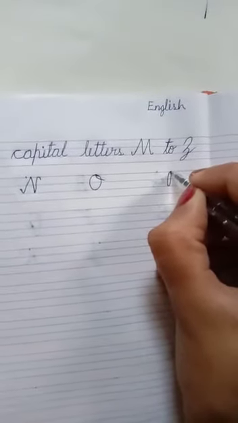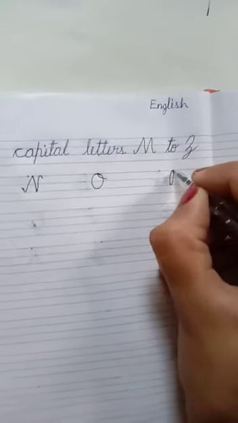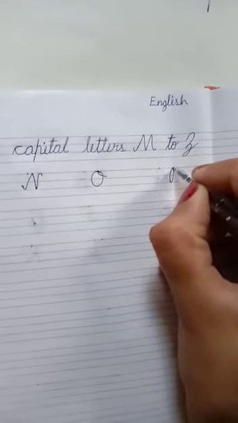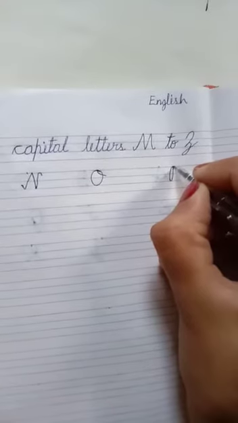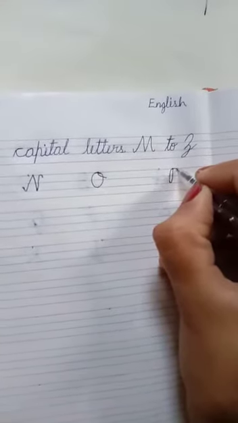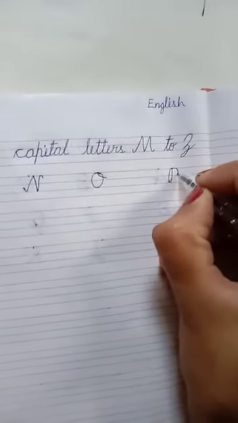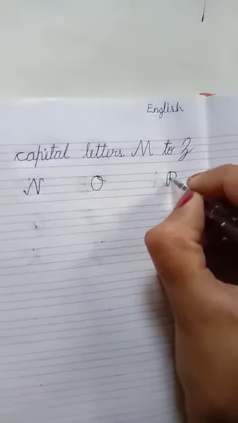Next is P. P started on the top line and moving down on the third line and moving, go on the first line and moving, coming on the second line like this. P.